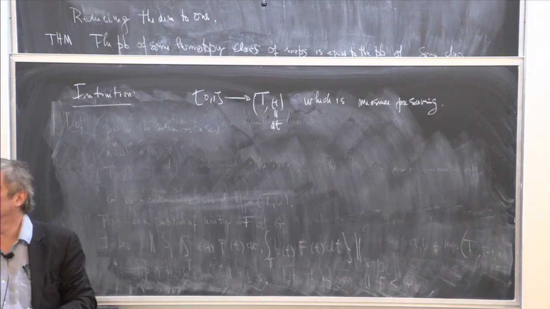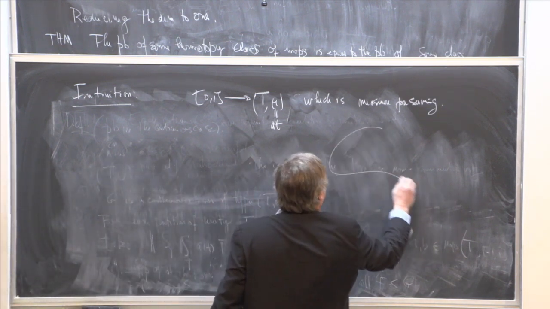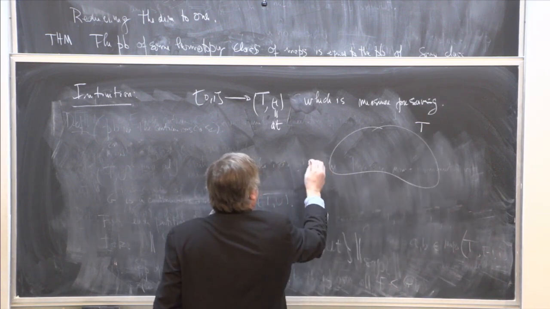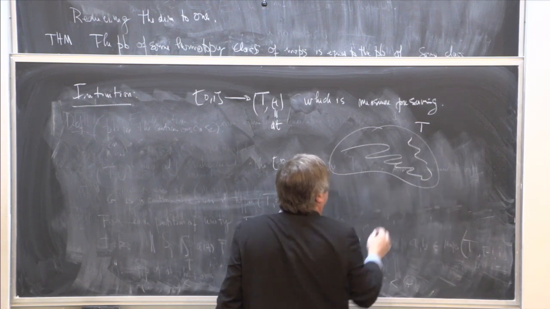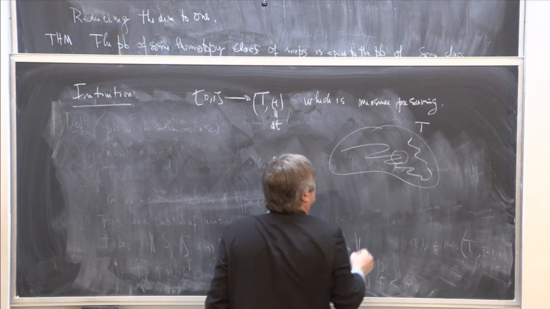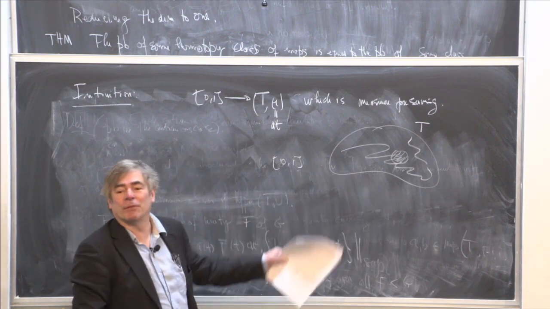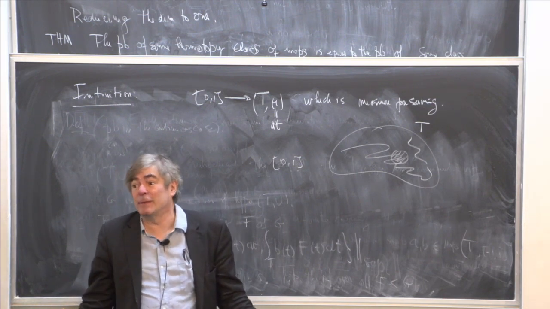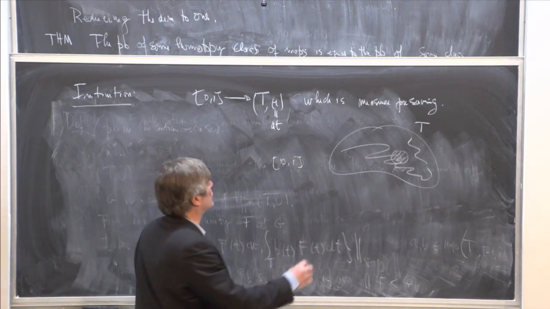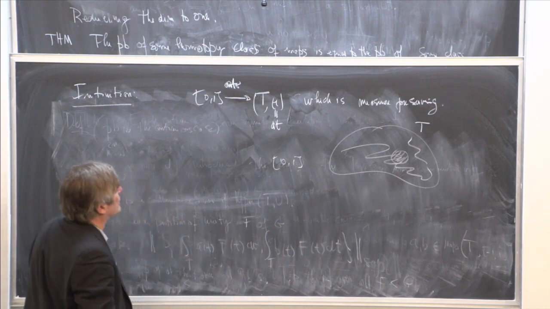Okay, so you have T here, and then you have a curve. You take any open set here, and the volume of that is the same as the volume of the preimage. It completely fills the manifold. So this is onto. Of course, not by bijection, but it is onto.